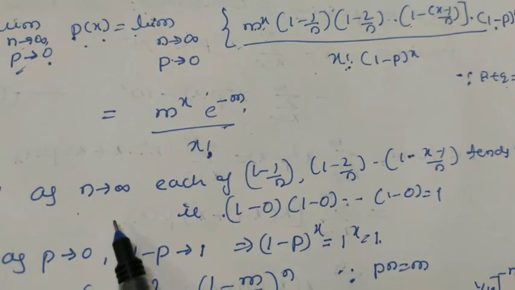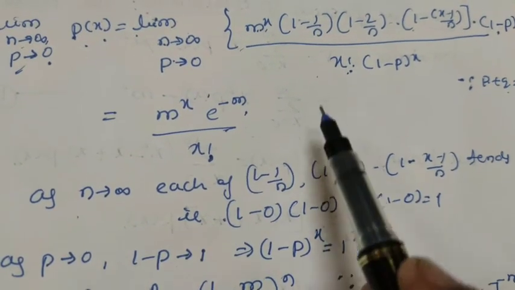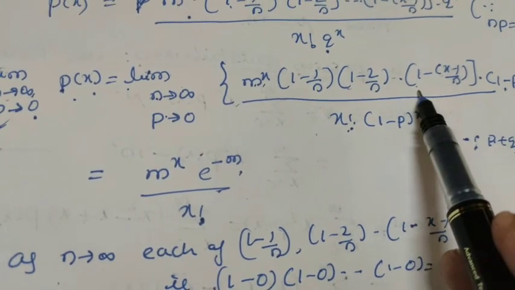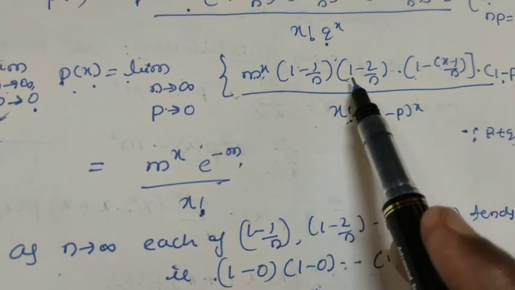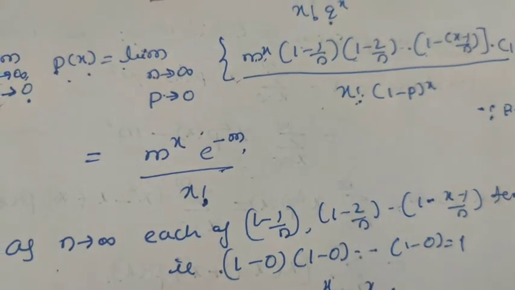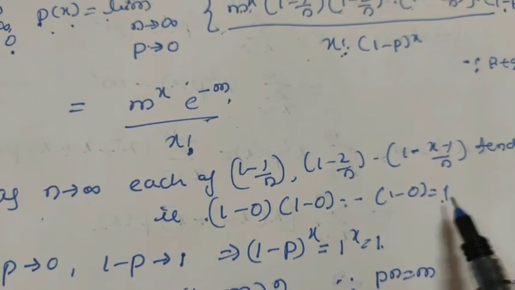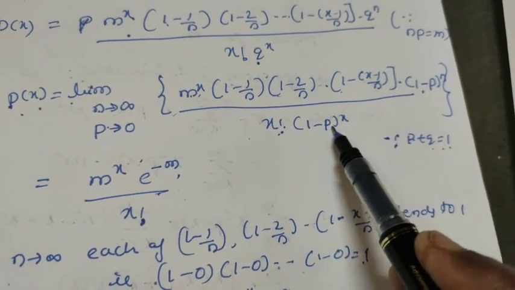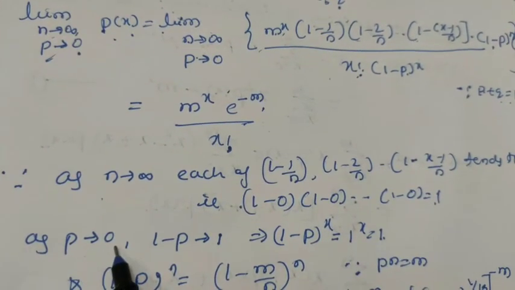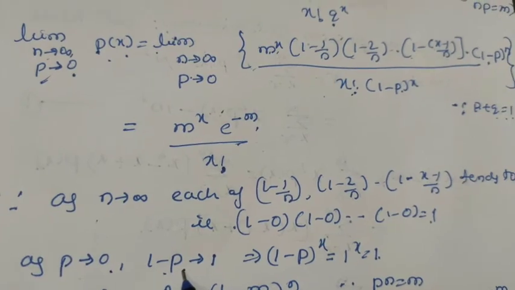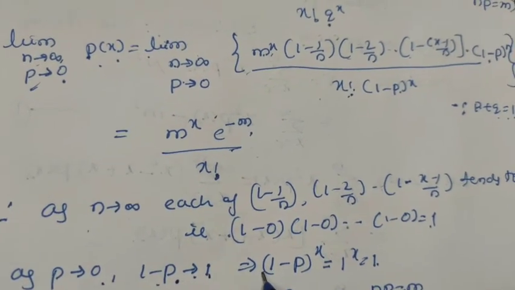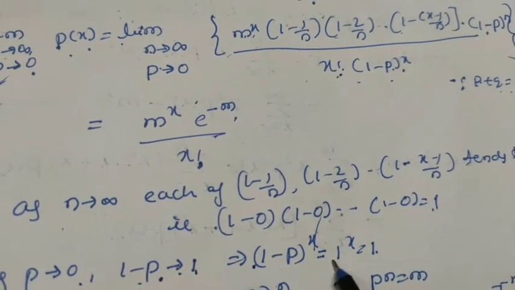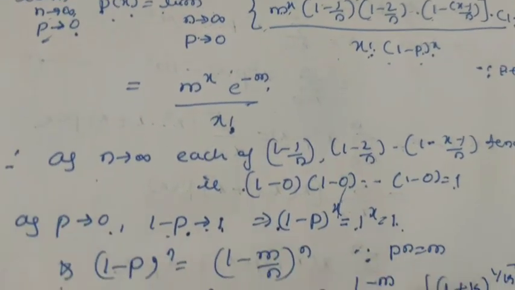And we know as n tends to infinity, 1 by n tends to 0. So this becomes 1 minus 0 into 1 minus 0 into etc. up to 1 minus 0. So it is 1 into 1 into 1 etc. So it becomes 1. So this numerator becomes 1. And in this 1 minus p raised to x, this denominator, as p tends to 0, 1 minus p is equal to 1. This implies 1 minus p raised to x is equal to 1 raised to x, and we know 1 raised to x is 1.